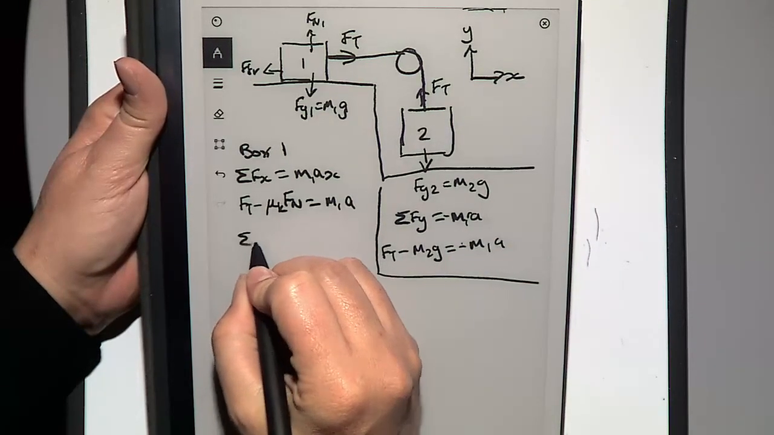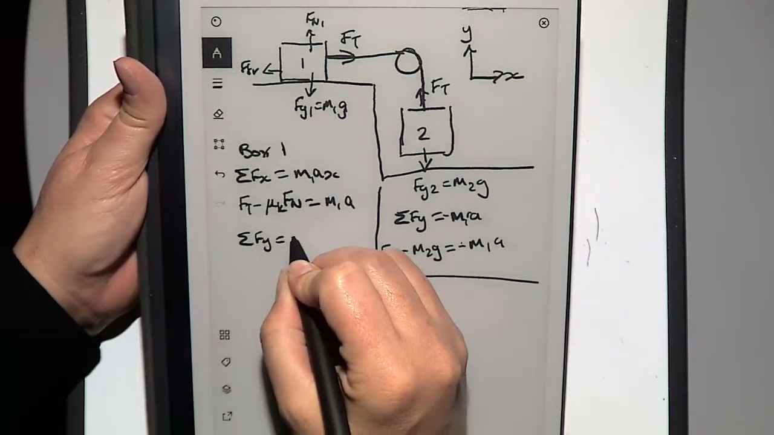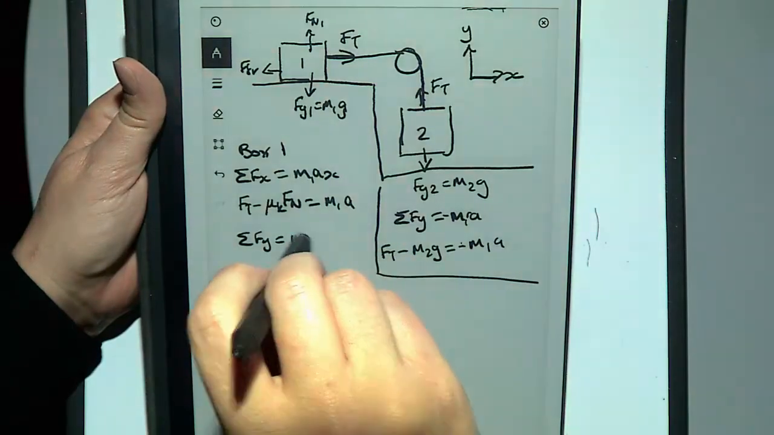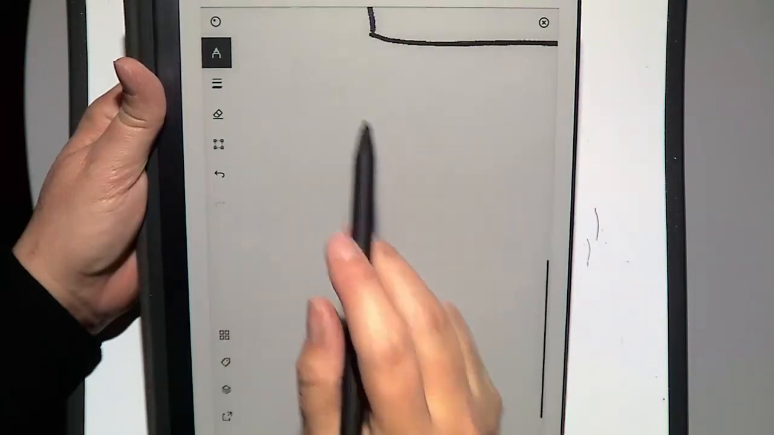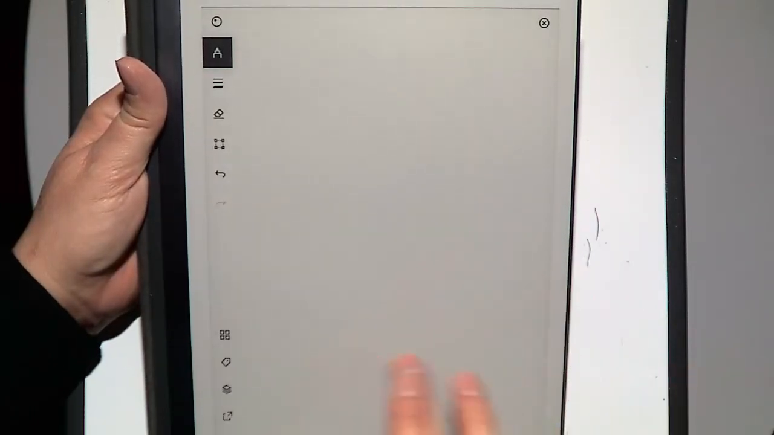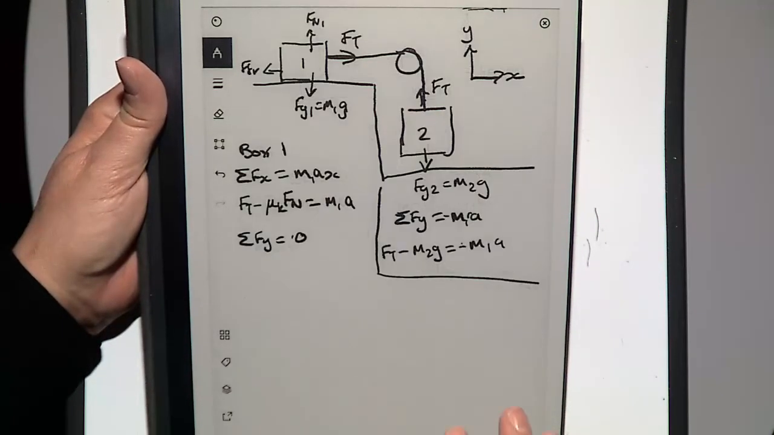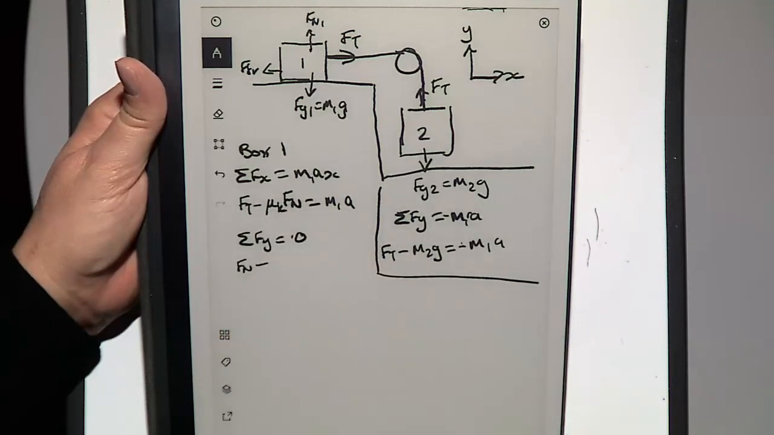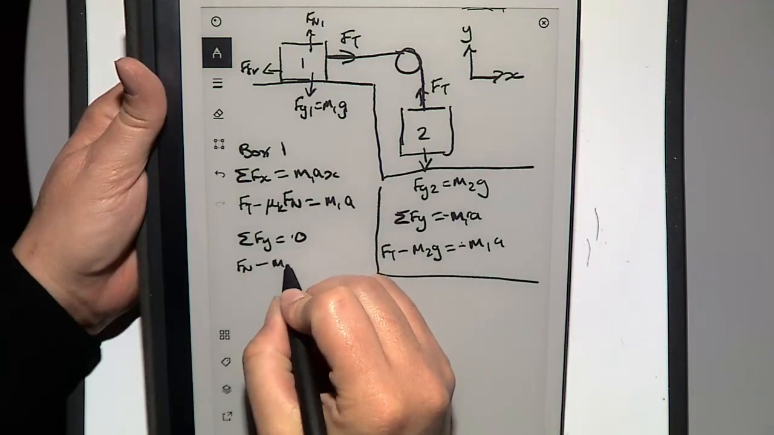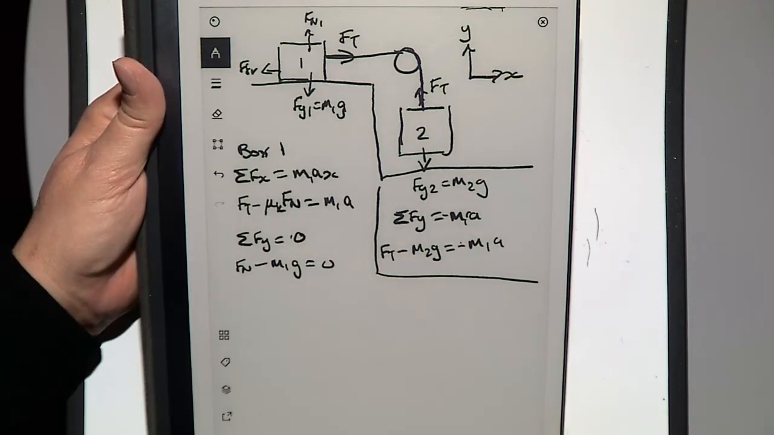We can do the same in the y. This one is going to be equal to 0 because it's got no motion up and down, and so we've just got the normal force in the positive y minus the mass 1 g equals 0.